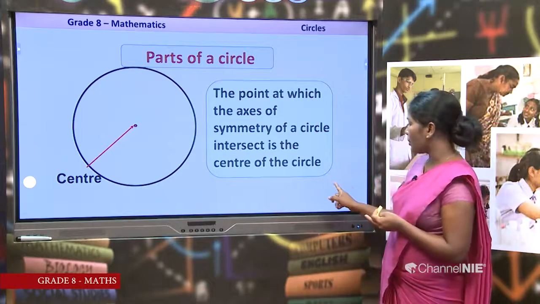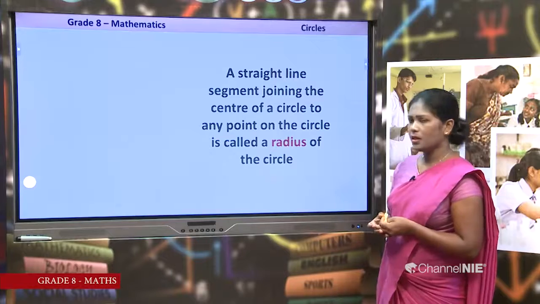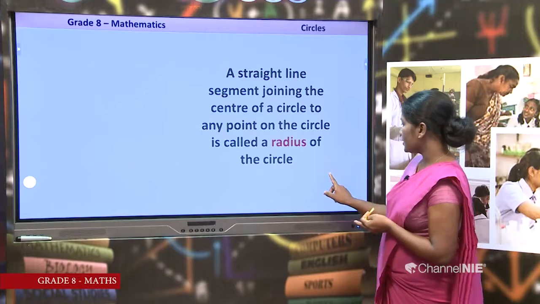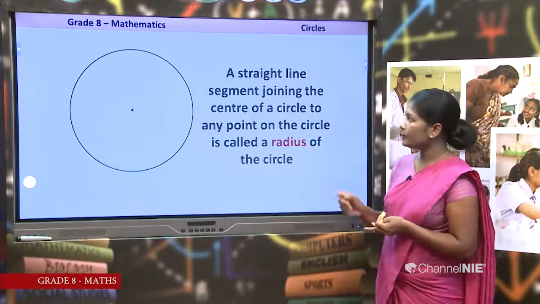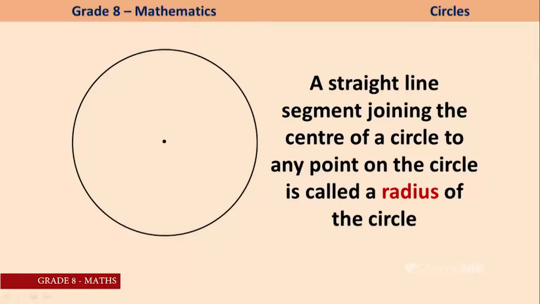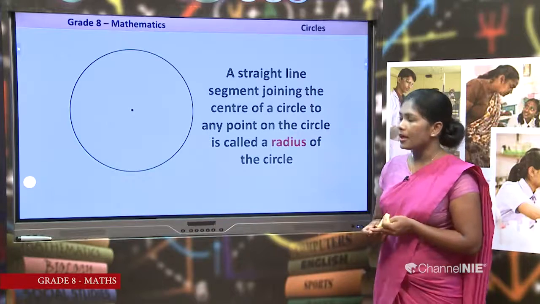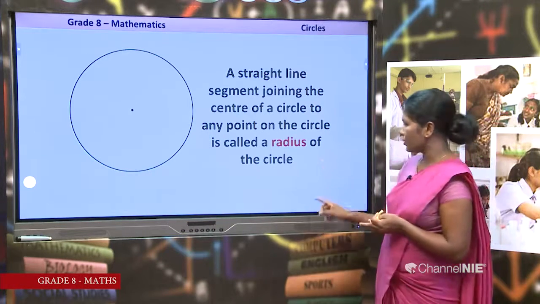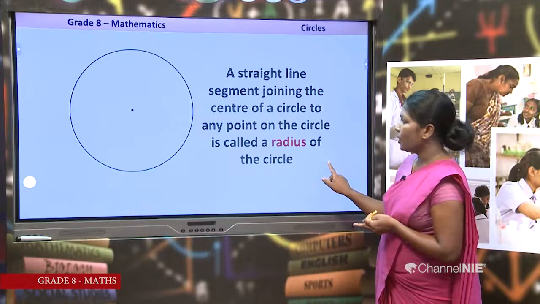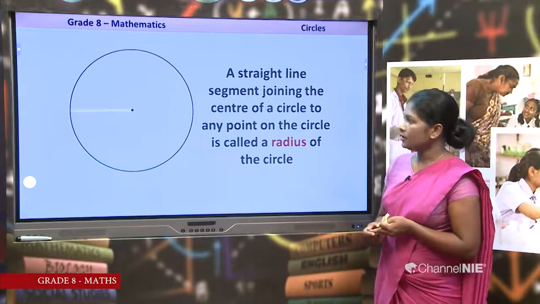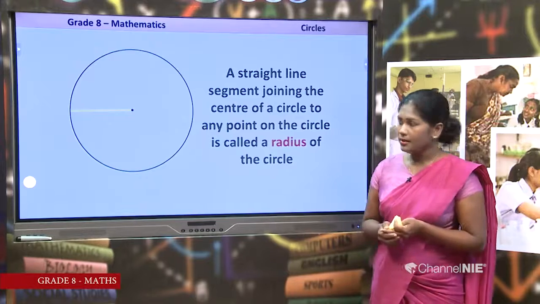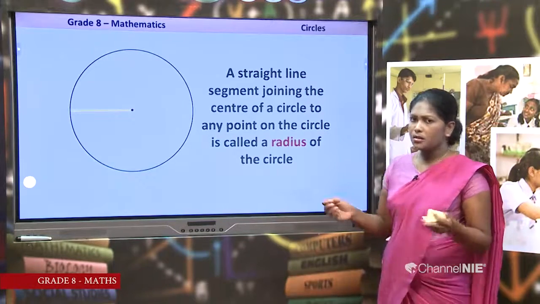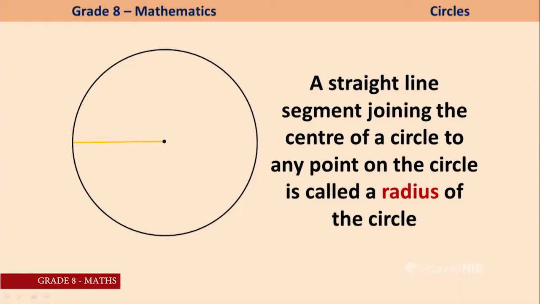Next, we talk about radius. Radius also we can define like this. A straight line segment joining the center of a circle to any point on the circle is called a radius of the circle. So, how to draw that? There is a midpoint, that means center, and you can draw a line like that. So, how to name that radius? Look at that.